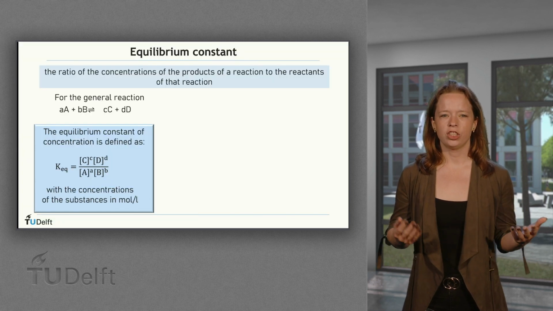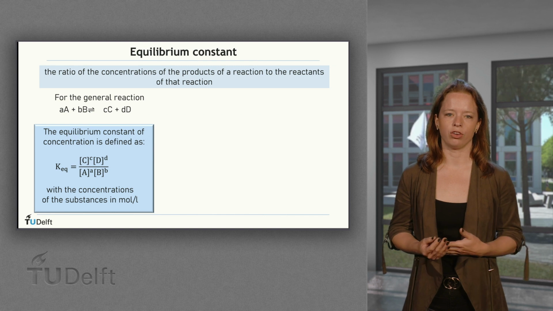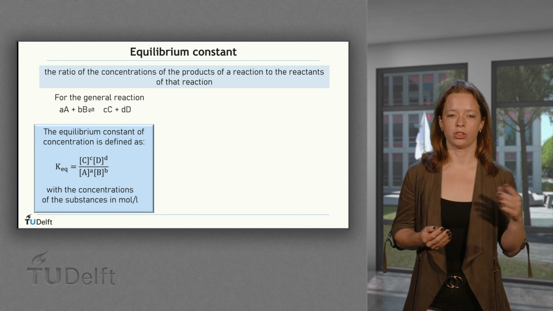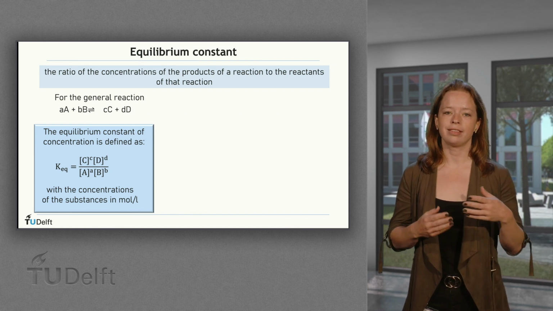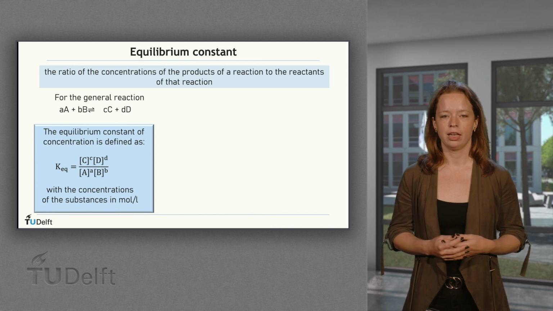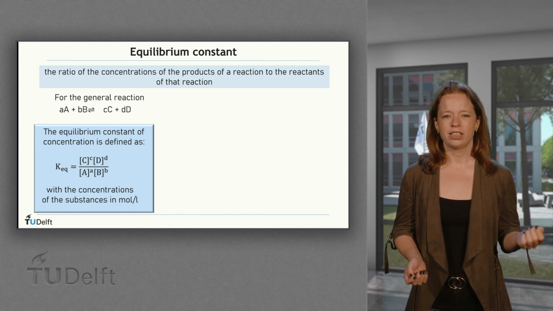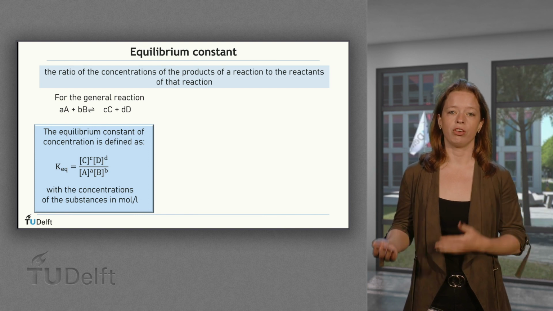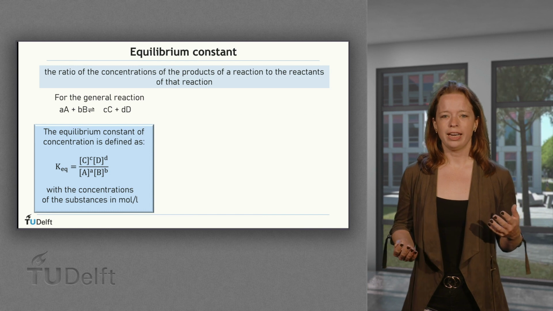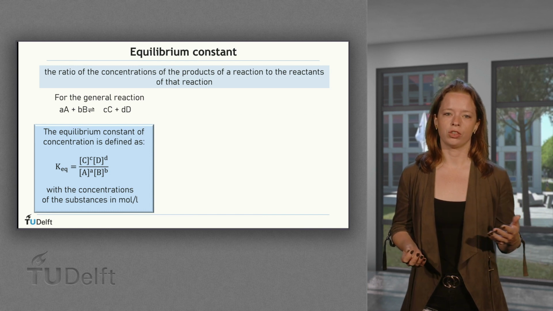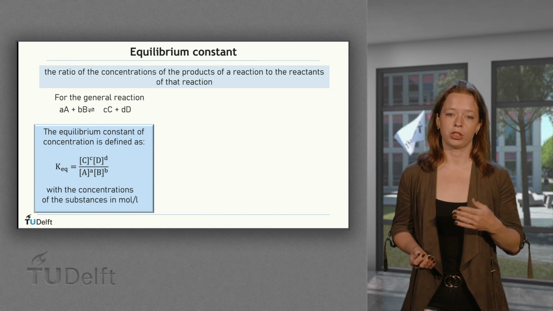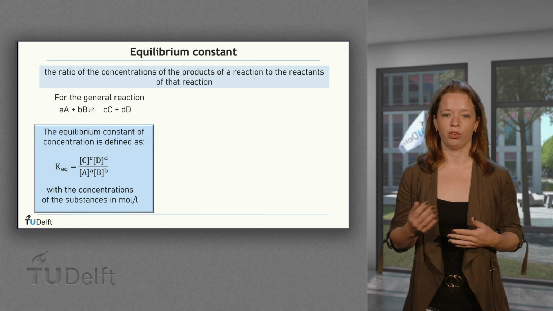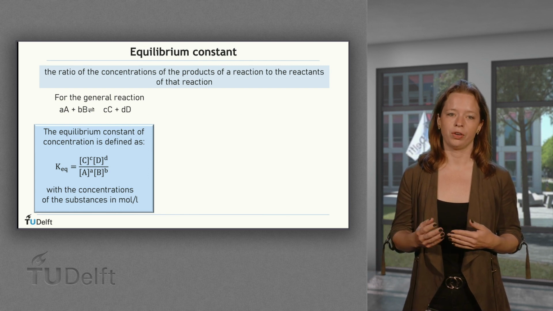Let's look at a very general description of a reversible chemical reaction. The reactants, capital A and capital B, with stoichiometric coefficients small a and small b, are reacting to form products C and D. The equilibrium constant K is a value that we use to show the ratio of the concentrations of the products to the concentration of the reactants. It's calculated as the ratio of the equilibrium concentrations of the products raised to the power of their respective stoichiometric coefficients to the equilibrium concentrations of the reactants raised to the power of their stoichiometric coefficients.